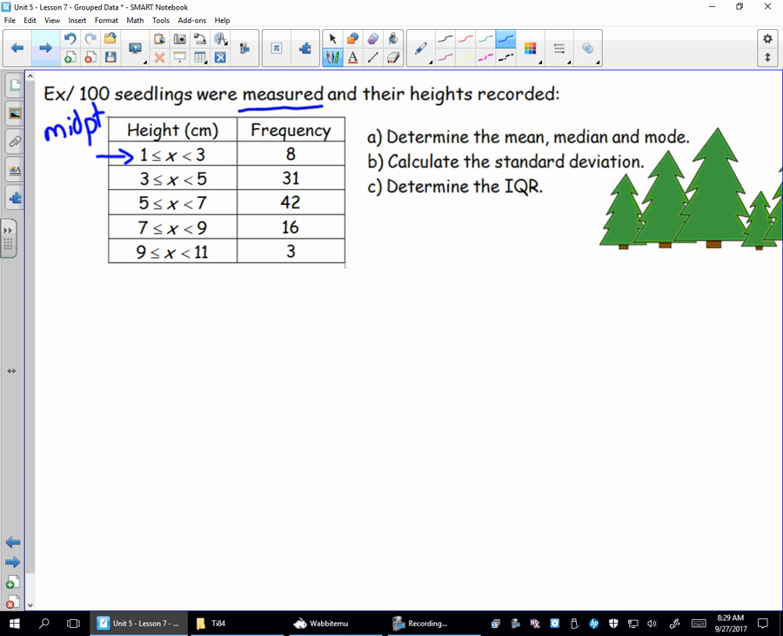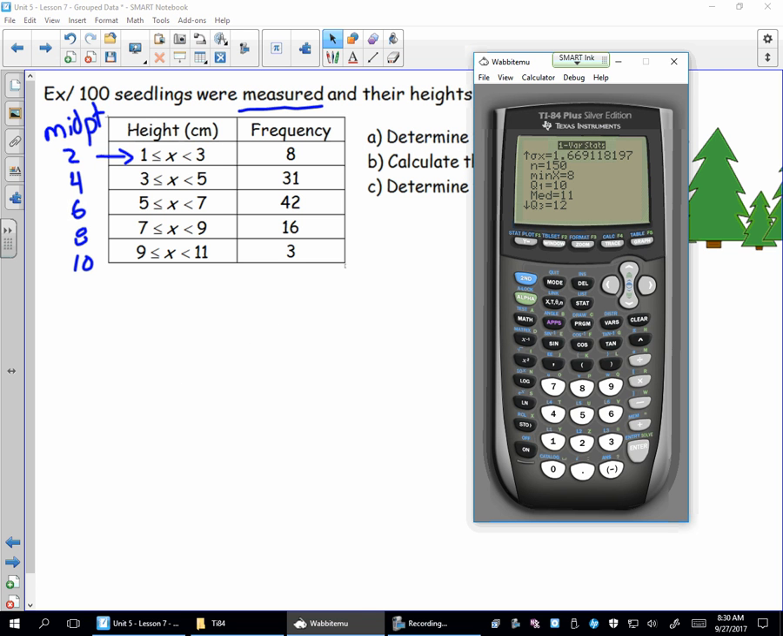What's the midpoint of 1 and 3? Well, if you add 1 plus 3 and divide it by 2, you'll always get your midpoint. 2. Common sense also says 2. Next one is 4, 6, 8, and 10. Those are my midpoints. We're going to do this with the calculator, save ourselves some calculation time. So back to our graphing calculator, stat, edit. Let's go up and clear these things out and put our new data in.